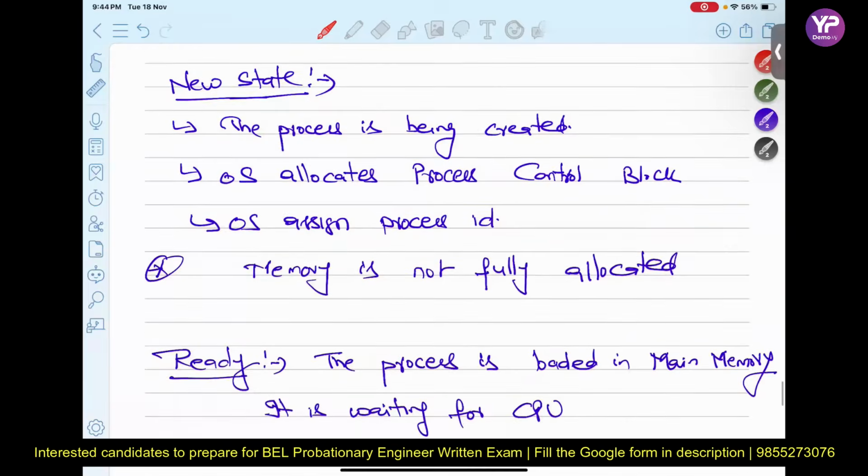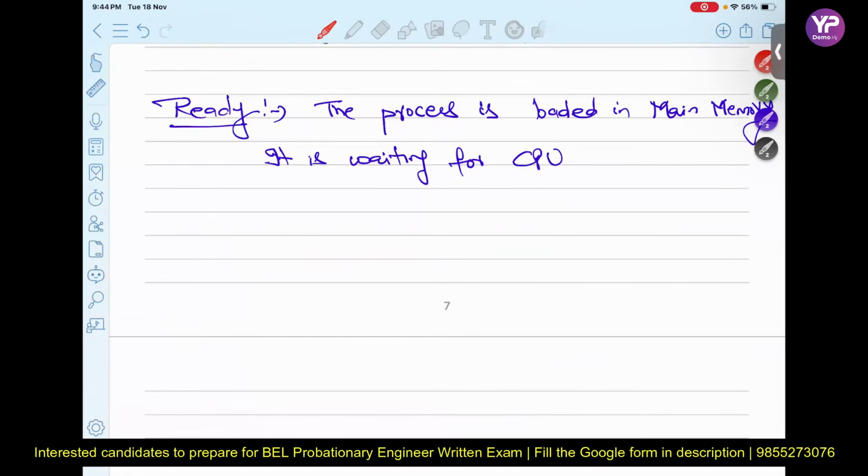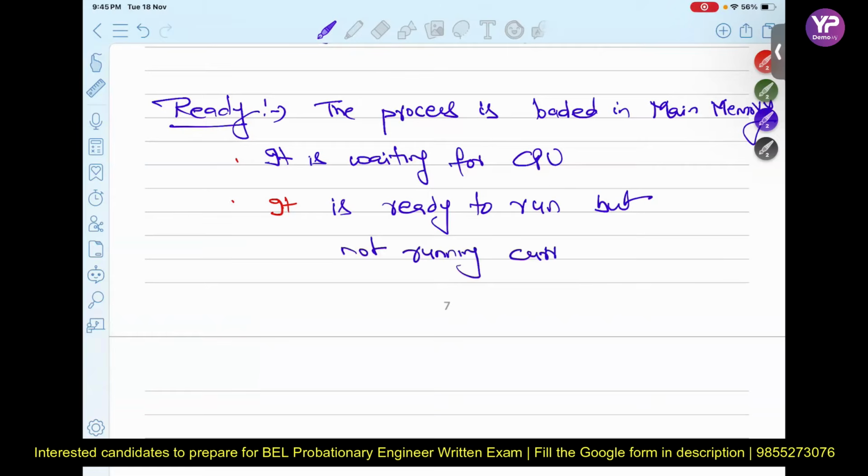So the process is being loaded in the main memory. It is waiting for the CPU. Can I say it is ready to run but not currently running? Yes or no? Whatever processes are in the ready state, they are ready to run, but not running currently. Yes or no? Very good, my dear students.